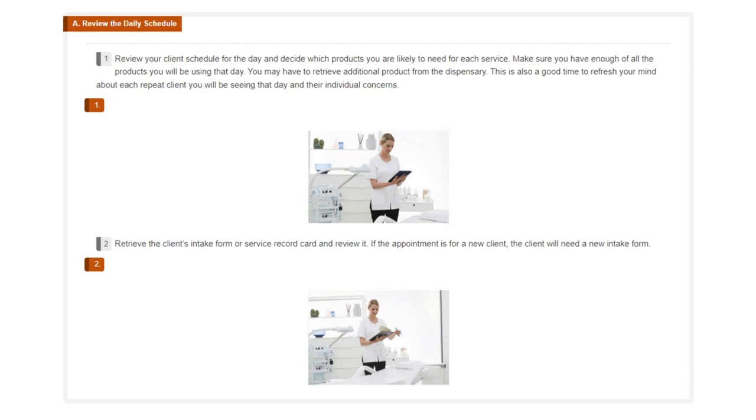1. Review your client's schedule for the day and decide which products you are likely to need for each service. Make sure you have enough of all the products you will be using that day. You may have to retrieve additional product from the dispensary. This is also a good time to refresh your mind about each repeat client you will be seeing that day and their individual concerns. 2. Retrieve the client's intake form or service record card and review it. If the appointment is for a new client, the client will need a new intake form.